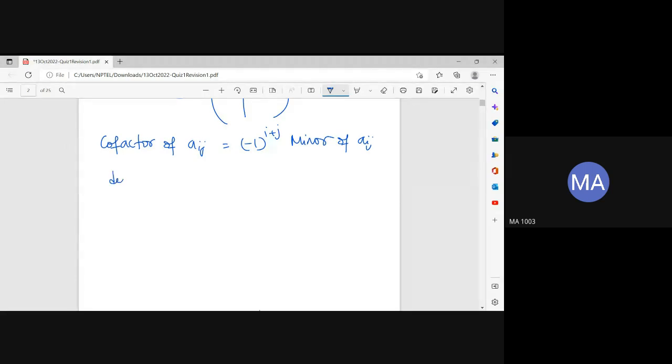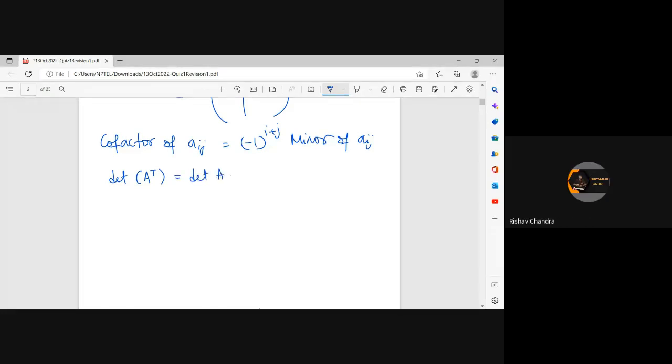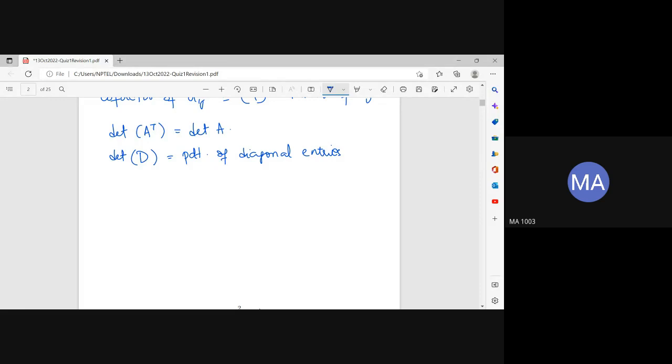So, what is the determinant of A transpose in terms of determinant of A? Same. What is the determinant of a diagonal matrix? Product of diagonal entries. Not just a diagonal matrix, right? Even for an upper triangular or lower triangular matrix, you can just easily calculate the determinant by multiplying the diagonal entries.